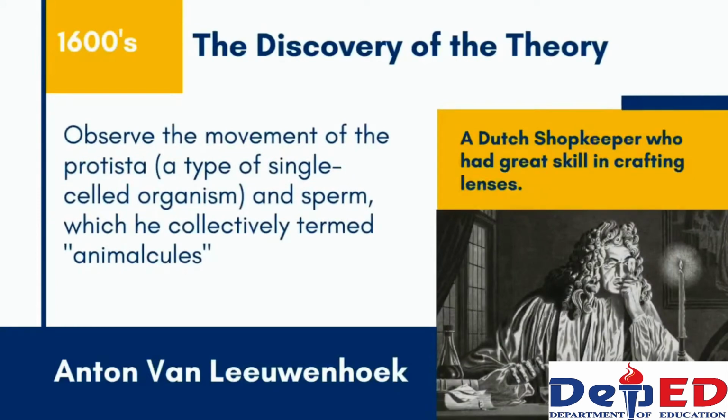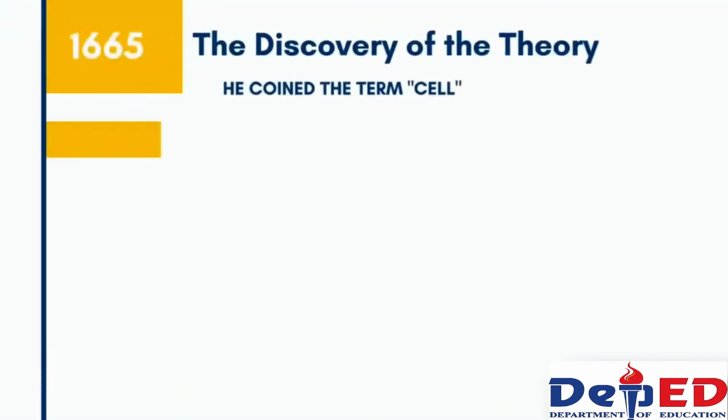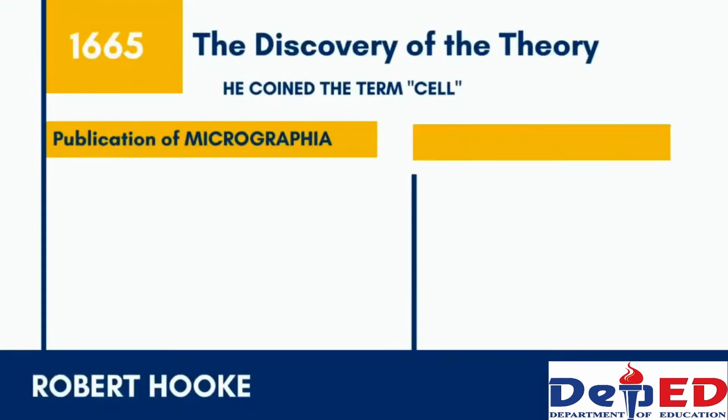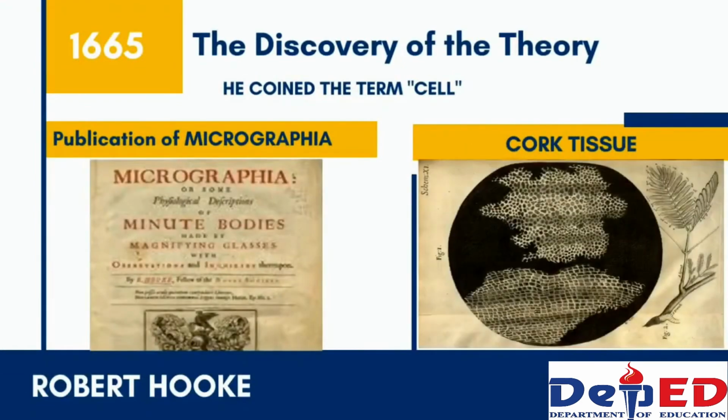The microscopes used today are far more complex than those used in the 1600s by Anton van Leeuwenhoek, a Dutch shopkeeper who had a great skill in crafting lenses. Despite the limitations of his now ancient lenses, van Leeuwenhoek observed the movements of protista, a type of single-celled organism, and sperm, which he collectively termed animalcules. In 1665, in a publication called Micrographia, experimental scientist Robert Hooke coined the term cell from the box-like structures he observed when viewing cork tissue through a lens.